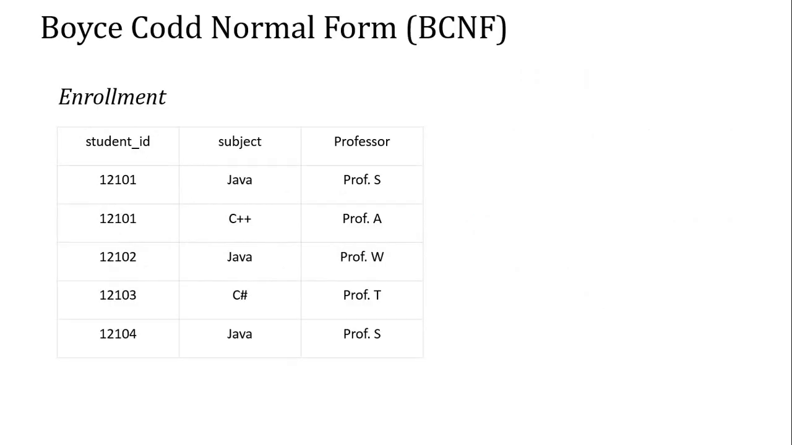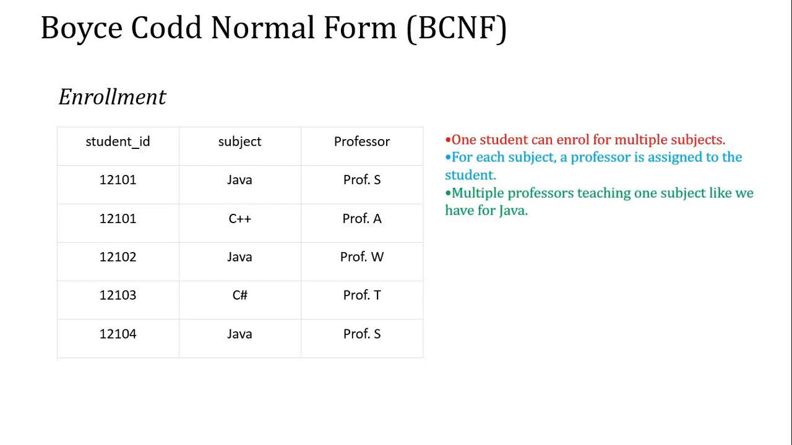Now we are seeing a table. In this table there are three columns: student ID, subject and professor. In the student ID column there are four students. The students are enrolled in courses such as Java, C++, C#, and there are different professors. So far we have some information: one student can enroll in multiple subjects. Suppose roll number 12111, he is enrolling in Java and also C++.